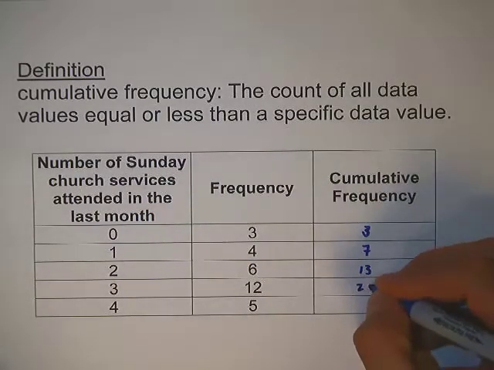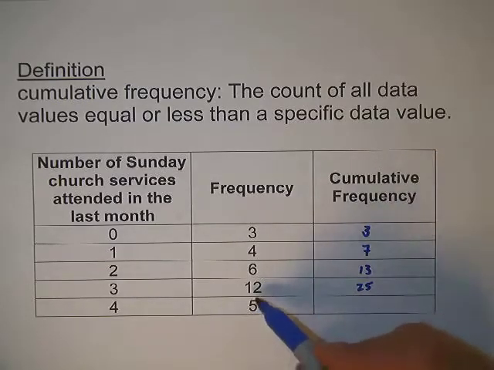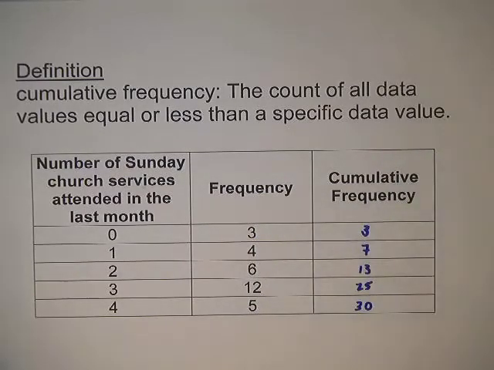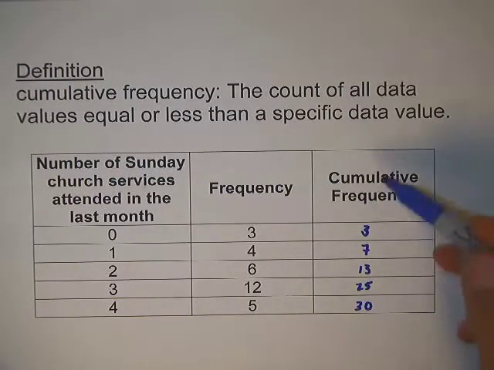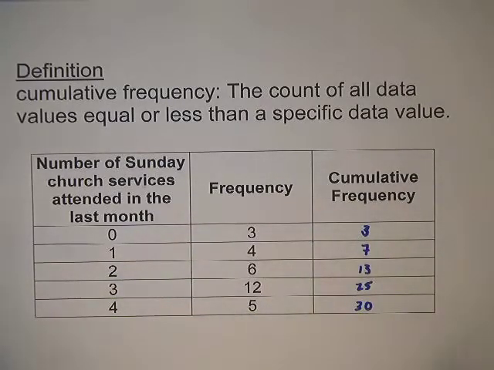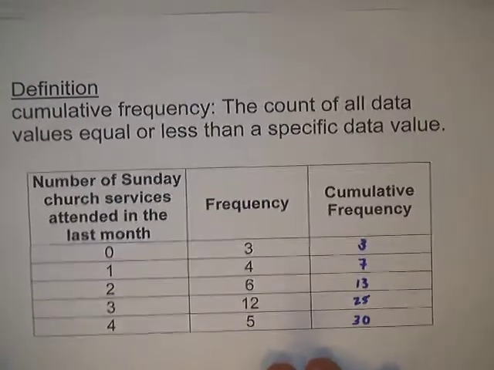And for 3, that would be 25, taking the 13 and adding 12, or taking 12 and adding all the numbers that came before it. And then finally, that should end up being 30. The last cumulative frequency in your chart should match the sample size, and it does in this case. 30 congregation members were surveyed, so the cumulative frequency for 4 is 30, and that should make sense. All 30 people attended 4 or fewer church services. That accounts for everyone.